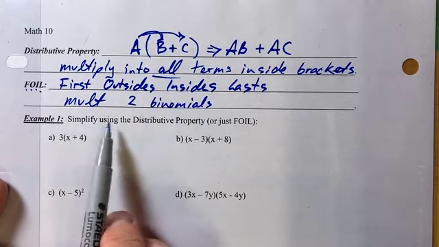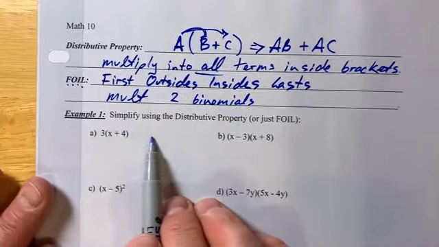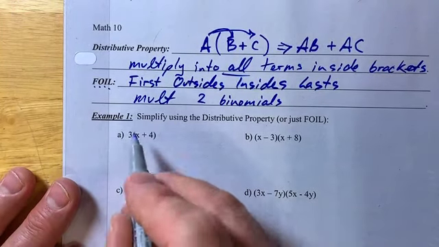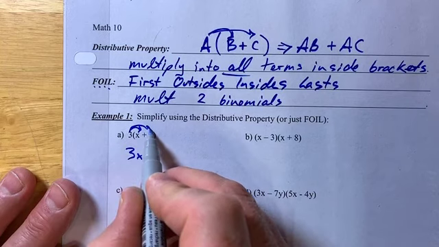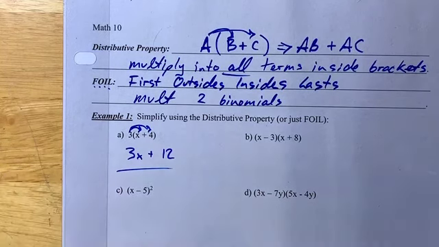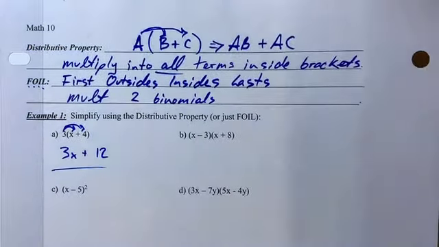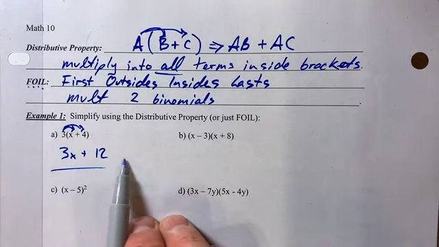Okay, so let's just simplify this. So here's really what this one is. This is 3 times x and 3 times 4. So 3 times x is 3x plus 3 times 4, 12. Done. That's all that is. So I'm just going to go 3 times x plus 4.